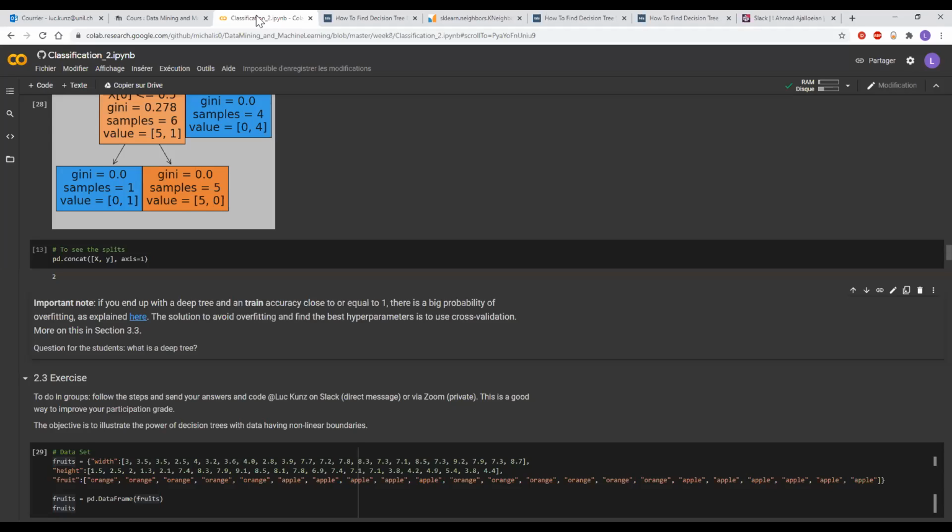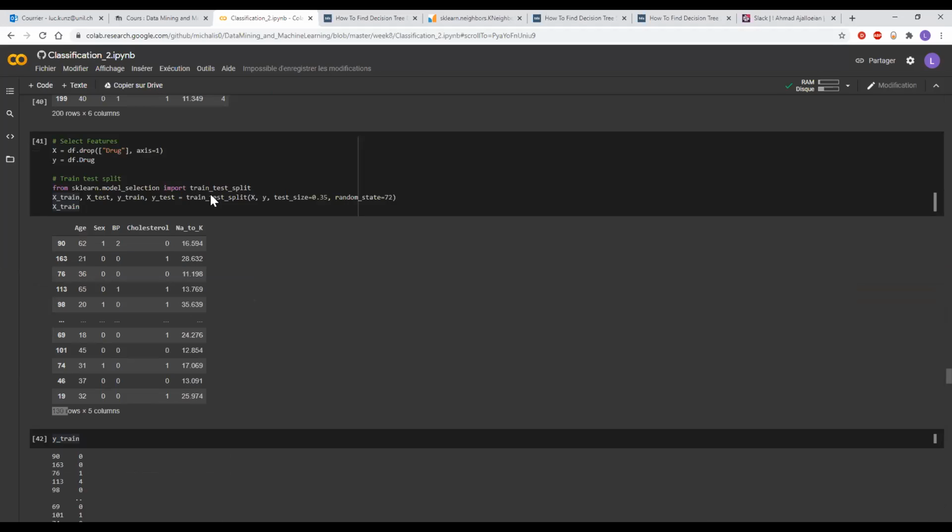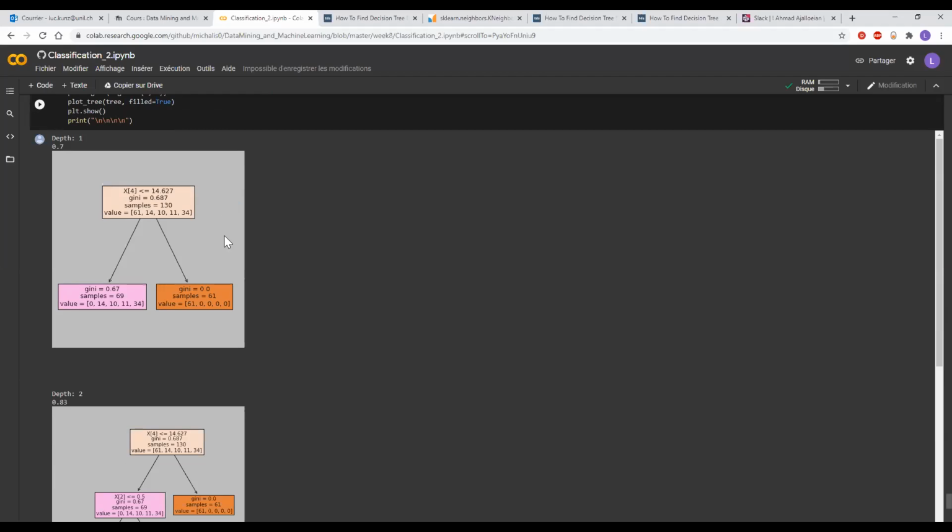Okay, so I think there is one question. What does the value vector in the decision tree represent? What do you mean? Okay, the value, this one. We will take the example that we just did. So here, for instance, the value is how many instances are in each class if we do the split. For instance, here, if we do the split, we obtain about 61 in the first class, 0, 0, 0, 0 in the other classes.